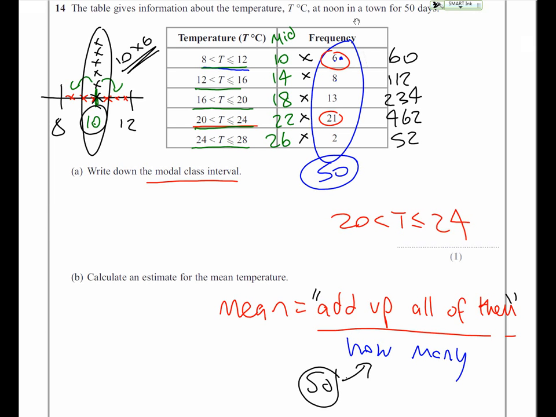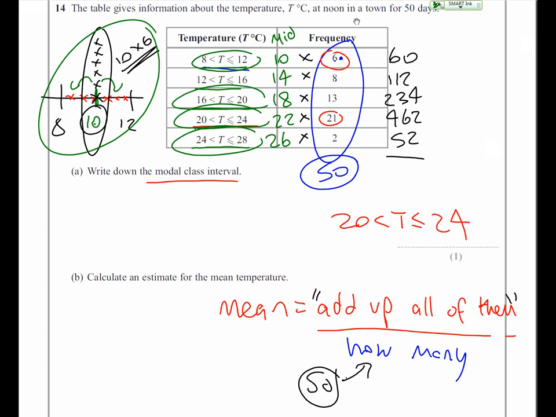You probably want a calculator for this bit, because to find out what they all add up to, we've done this for every single category. You want to add them all up, so add up these numbers on your calculator. I'm not going to read them out. 60, 112, 234, 462, 52, and they all add up as an estimate to 920.